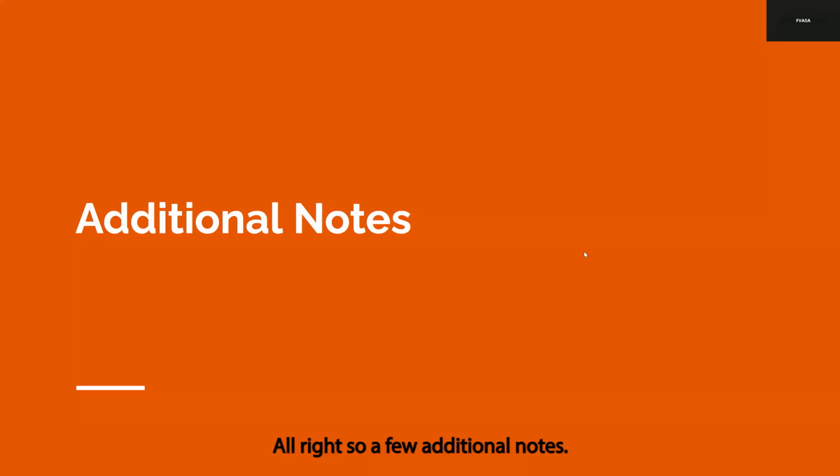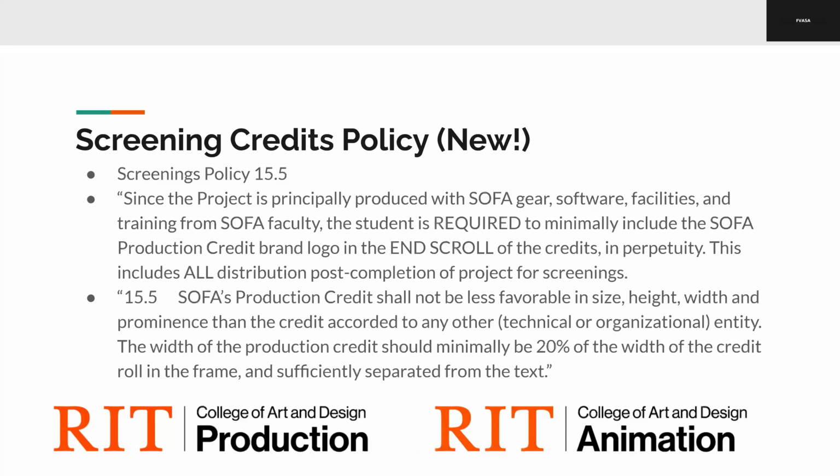All right, so a few additional notes. This is new for this year. The screening scripts policy says that since the project is produced with Sofa gear and facilities, etc., the student is required to include the Sofa production credit brand logo or the animation credit brand logo in the end scroll of the credits. So it'll just be an extra little identifier that you'll add on at the end of your credits.